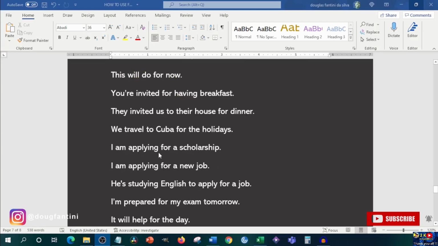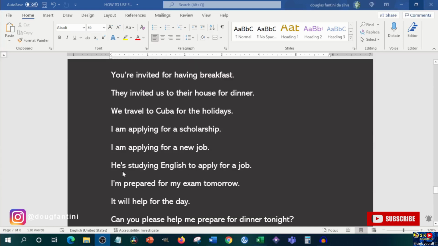I'm applying for a scholarship. I am applying to have my scholarship, and that will be a moment in my life. I'm applying for a new job. He's studying English to apply for a job. I'm prepared for my exam tomorrow. I am preparing for this event. What is the event? My exam. And it will be tomorrow. This will be the moment.